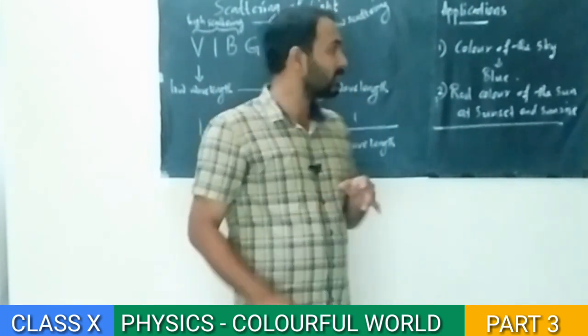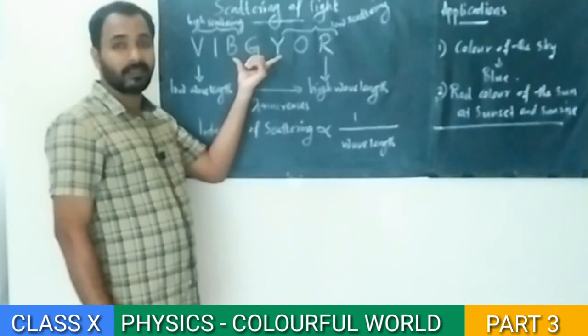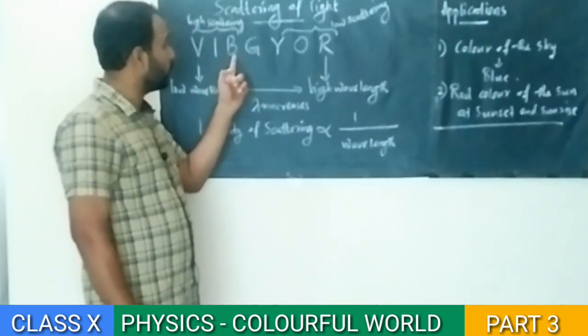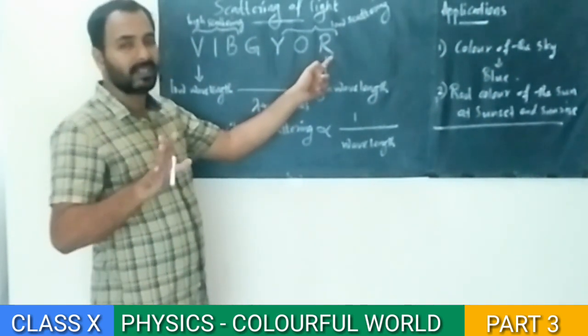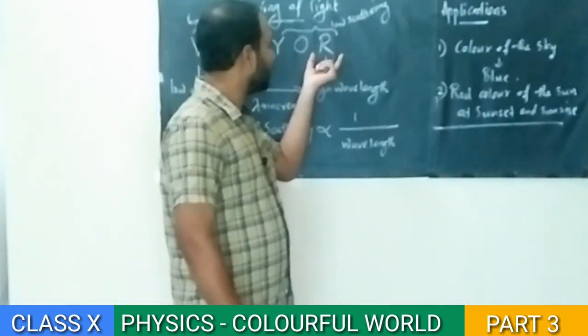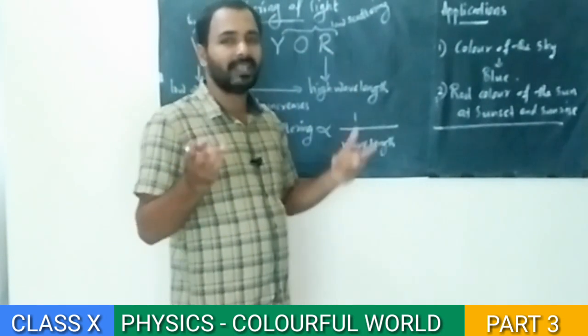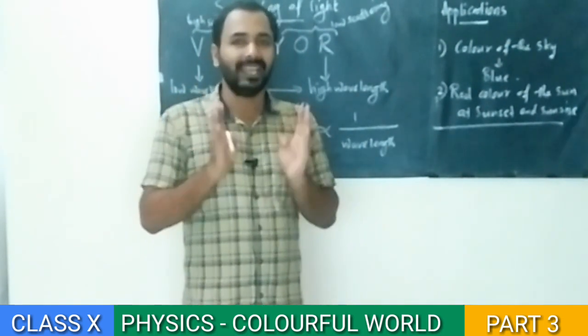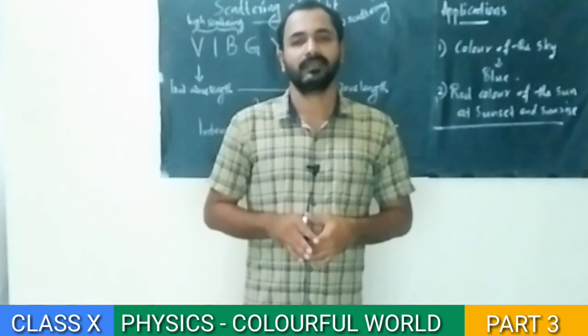We know which color scatters least among these seven. So we know violet, indigo, blue, green, yellow, orange and red. Among these seven colors, which color is least scattered? That is red. Red has least scattering, or we can say no scattering. That's why it reaches our eyes.